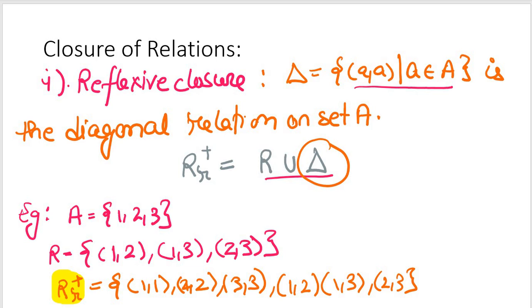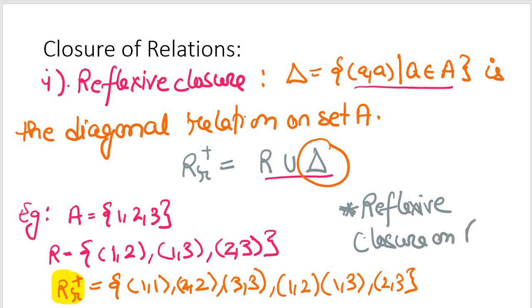So what I am trying to do is I'm closing it with the reflection, that is, it is the reflexive closure on R. Let me once again write it. This is something which is to be kept in mind. It is a reflexive closure on R. So this indicates that I am going to have R and I am going to find the reflexive closure. So in that case, I'll identify everything with the help of R union the reflection. So this was about reflexive closure.